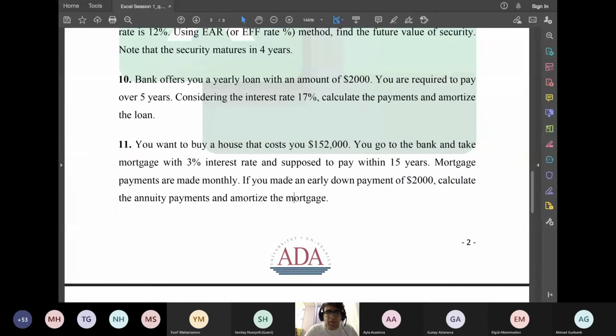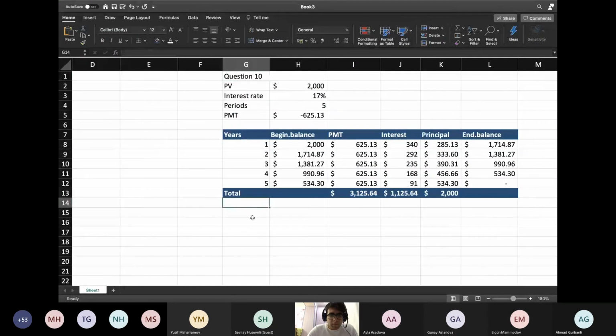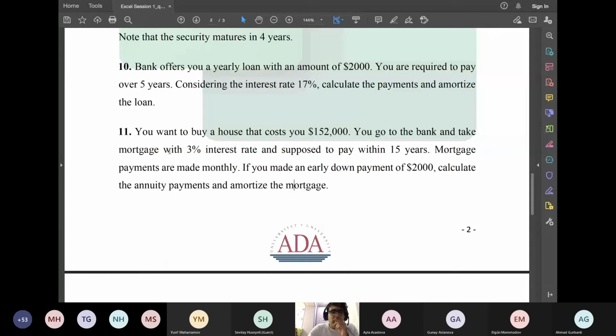Bu question 10'du, question 11'de deməli. Question 11 says you want to buy a house that costs you $152,000. You go to the bank and take mortgage. Mortgage means ipoteka with 3% interest rate and supposed to pay within 15 years. Mortgage payments are made monthly. Mortgage paymentləri də kreditlər kimi aylıq ödənilir. If you made an early down payment of 2,000, calculate the annuity payments and amortize the mortgage.